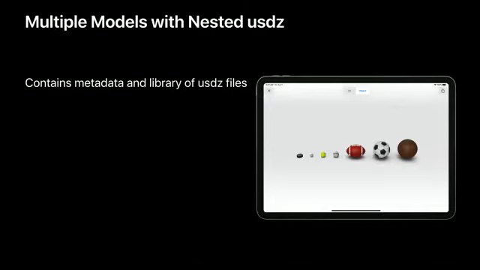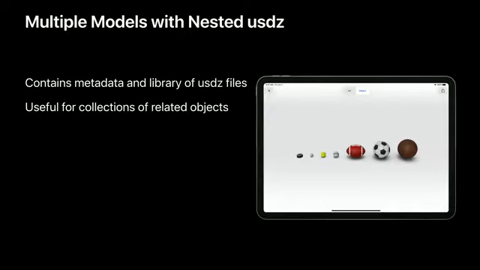We've also added support for viewing multiple models through a nested USDZ file. This is a special USDZ which contains metadata and a library of USDZs. This can be useful to create collections of related objects, such as a furniture set, a shopping cart, or in this case, sports equipment.